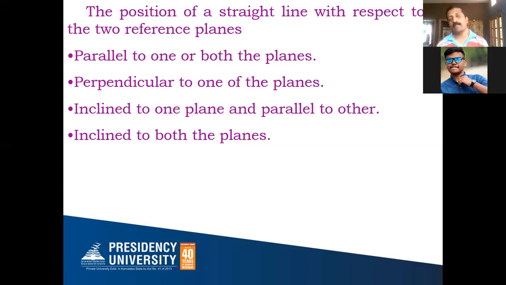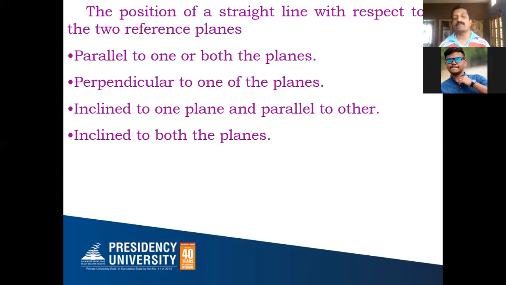And similarly, we have apparent inclinations. Just as we defined the true inclination, apparent inclination is defined in the same way. The inclination formed by the apparent length of the line is called the apparent inclination. The inclination formed by the true length of the line is called the true inclination, and similarly the inclination formed by the apparent length of the line is called the apparent inclination. If the apparent inclination is with respect to HP, it is called alpha. Similarly, the apparent inclination with respect to VP is called beta.